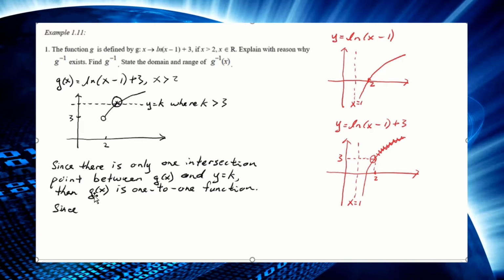Now because g(x) is a one-to-one function, we can conclude that the inverse function for g(x) exists. So we write the statement: since g(x) is a one-to-one function, thus the inverse function for g(x) exists.